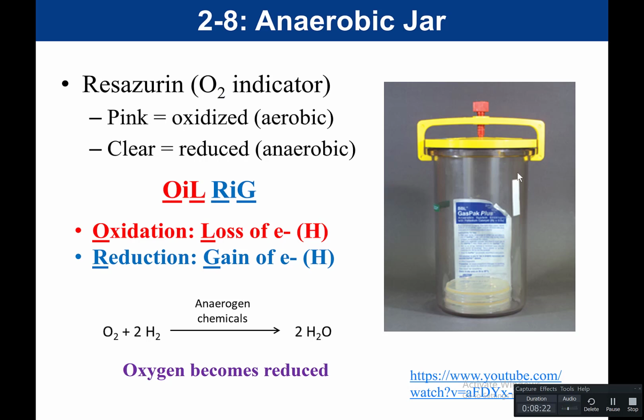If it's not, we can't make a conclusion as to whether bacteria grow aerobically or anaerobically. And so we can't make that conclusion if the jar is not, in fact, anaerobic. And we know that the jar is anaerobic because of the resazurin strip. You want to see that resazurin strip being clear after the 48 hours. That would indicate that the jar is anaerobic.